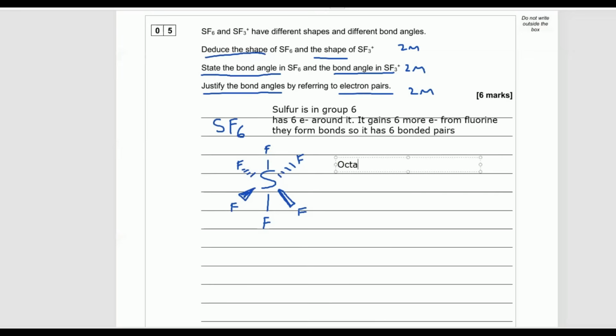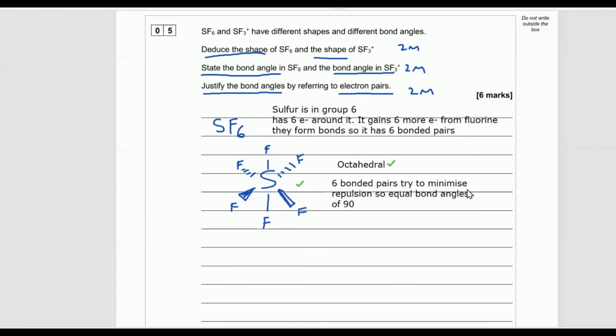So that's what it looks like. You just need to name it. It's octahedral. That's one of the marks. What we now need to do is justify it. So the fact that there are 6 bonded pairs, they try to minimize the repulsion between each of the pairs. The furthest they can move away from each other is 90 degrees, and every single bond has 90 degrees because there's equal repulsion between the bonded pairs. So what I should say, bonded pair repulsion is equal, and that's why we end up with 90 degrees.